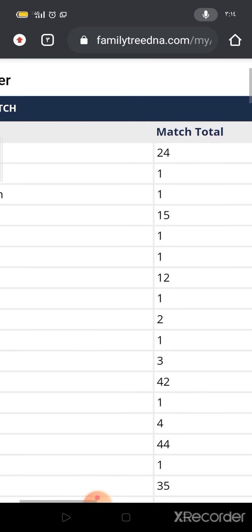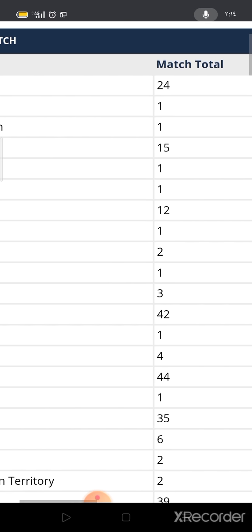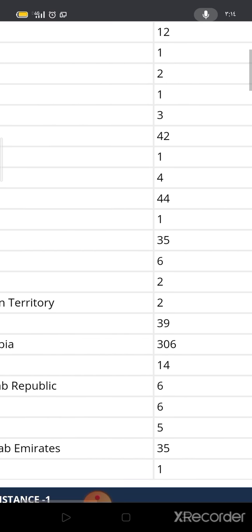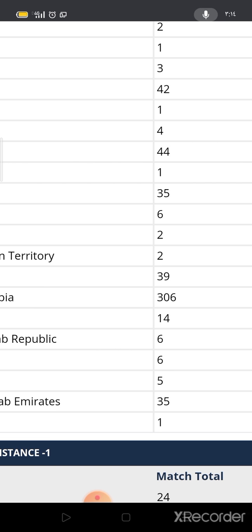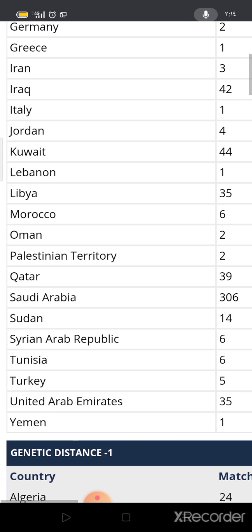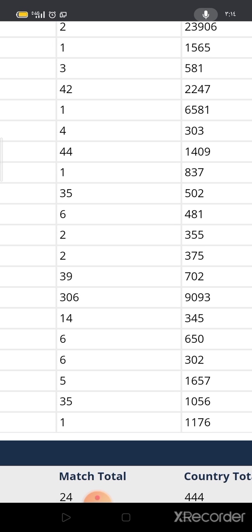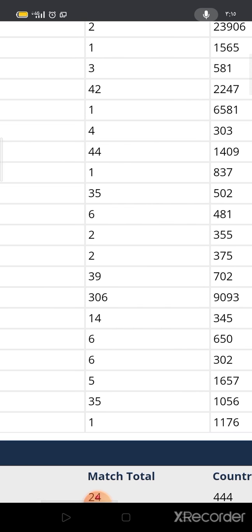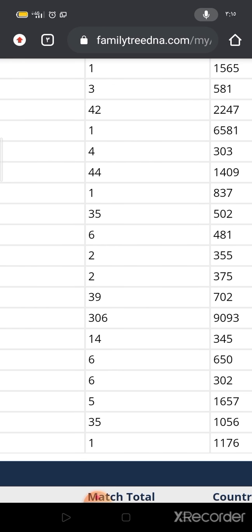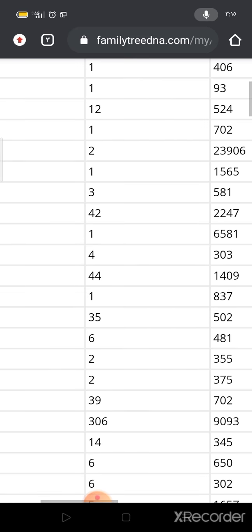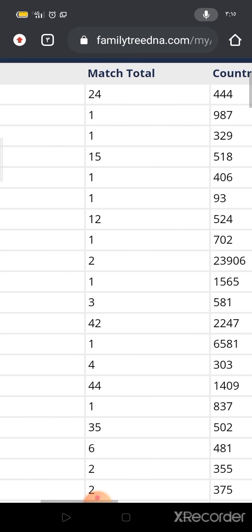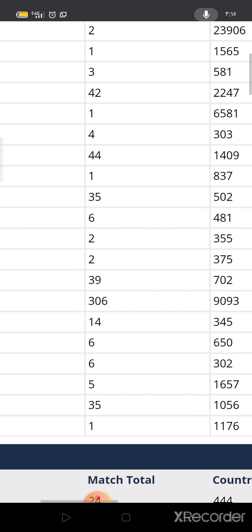Yeah, and also here we have the numbers. You can take the biggest number. I have the biggest number here, but not the percentage. The biggest number is 306 from Saudi Arabia, among 9,093 testers from Saudi Arabia. It's a big number, 306. I share the same markers with them, 306.